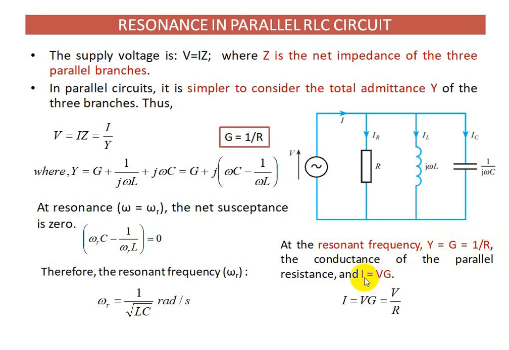And also the current at resonance will be equal to voltage multiplied by the conductance value. That is I is equal to VG, and G is nothing but 1 by R. So therefore we can write current as V by R. So the voltage across the resistance divided by resistance will be the current I. So the current I will be same as that of IR.